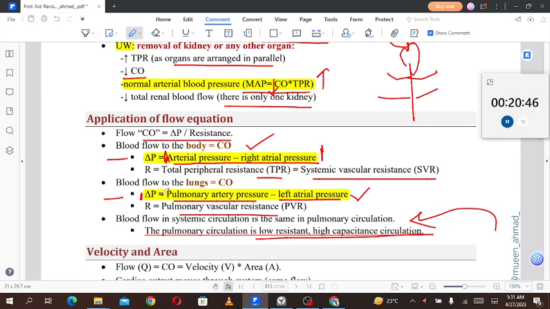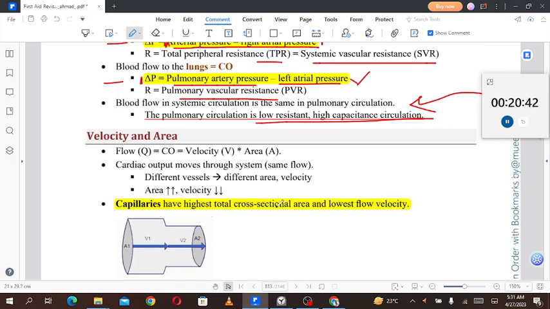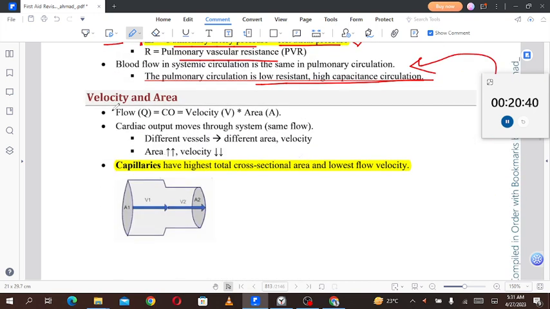So for the pulmonary circuit, we are subtracting the end point pressure from the start point pressure. You may take it like that as well. Velocity and area: flow is equal to cardiac output. So flow Q can be taken as cardiac output, that is equal to velocity multiplied by the area. Cardiac output moves through the system. That is the same flow.